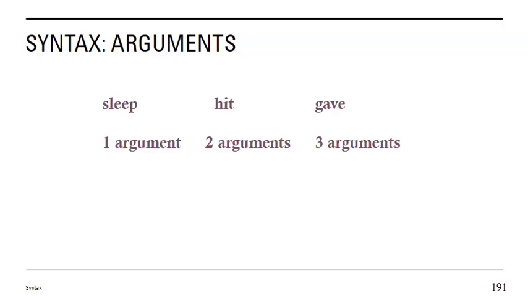And then there are verbs like gave that require three arguments. It's the giver, the receiver, and what is given. So some verbs require one argument, some verbs require two arguments, and some verbs require three arguments.